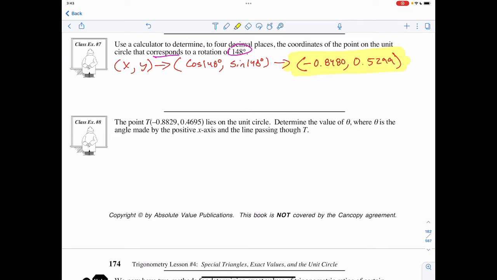At the same rate, it says the point of negative 0.8829 and 0.4695 lies on the unit circle. Determine the value of theta, where theta is the angle made by the positive x-axis and passing through t. That's a fancy way of saying it's an angle in standard position.